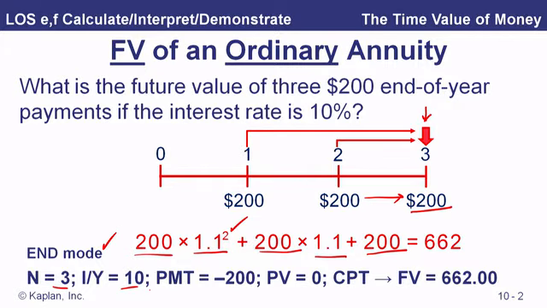The interest rate's 10%. Our payment, we put in as minus 200. We could put it in as plus 200. Then our future value would be a negative. Doesn't really change much. Our present value is 0. There is 0 in the account today at time 0. And we compute the future value. Now, note that in end mode, this future value is at time 3, 3 periods from now.